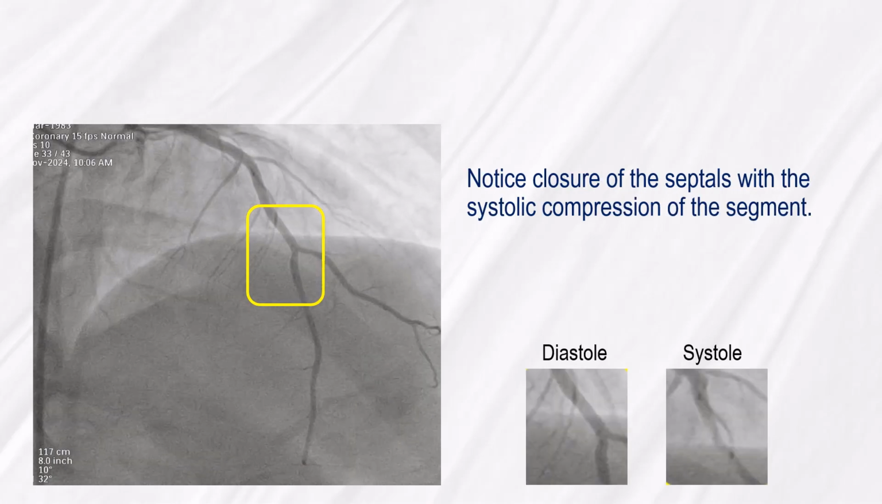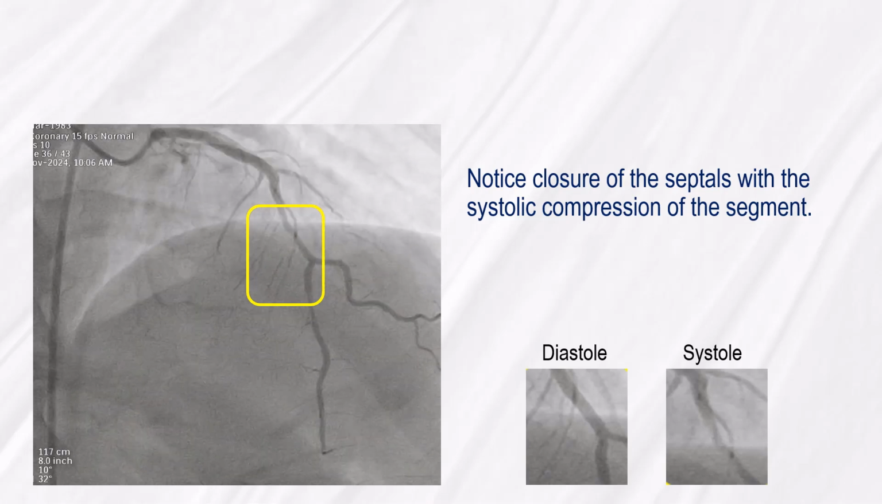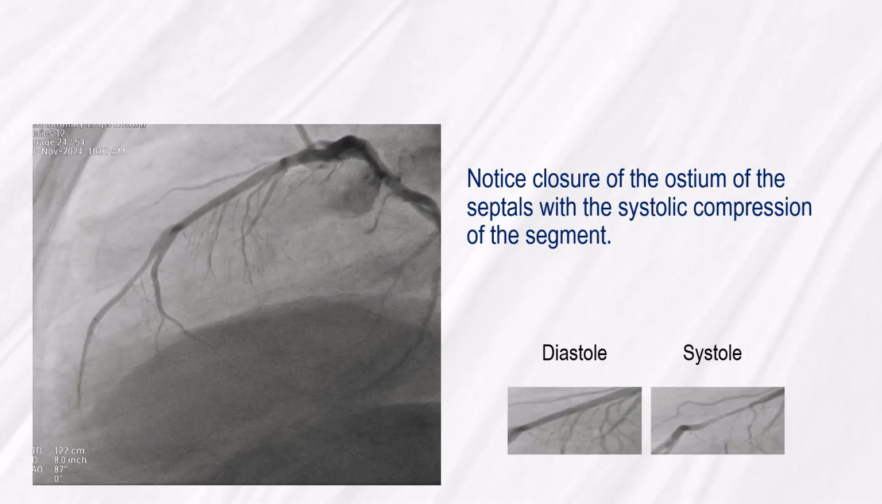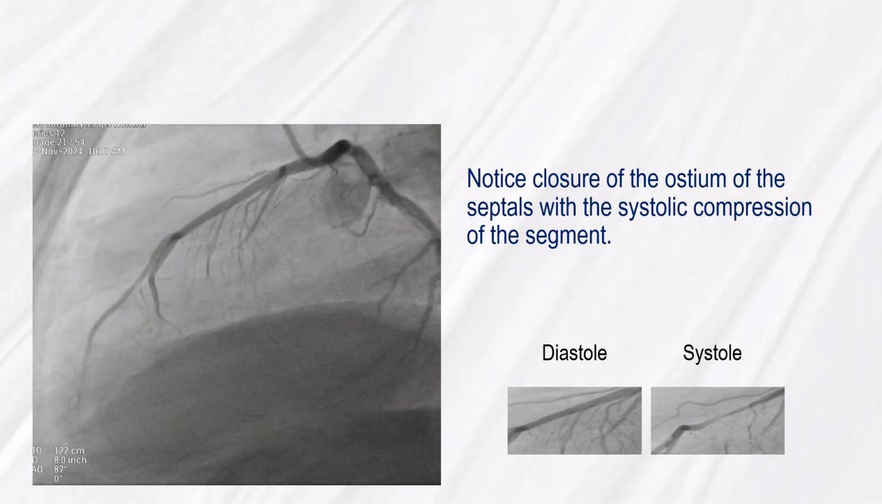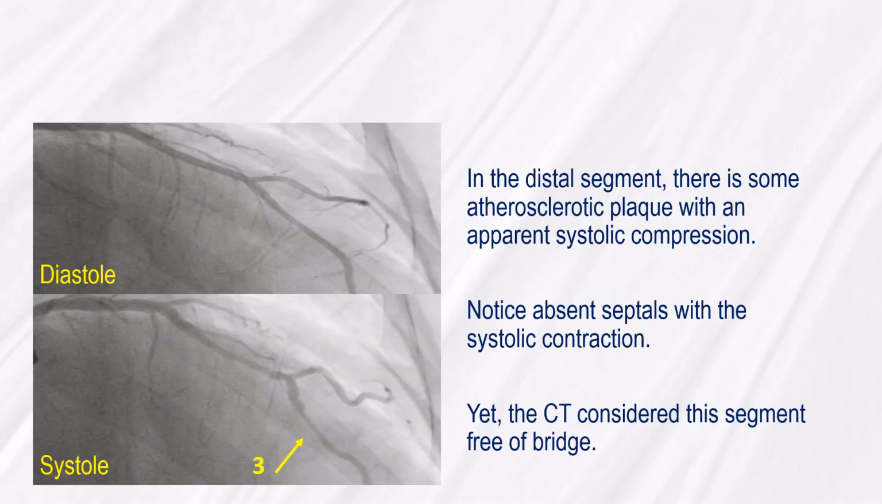Notice the closure of the septals with systolic compression of the segment. Systolic closure of the ostium of the septals is also seen in the lateral view. While in the distal segment, there is some atherosclerotic plaque with an apparent systolic compression. Notice absent septals with a systolic contraction. Yet the CT considered this segment free of bridge.